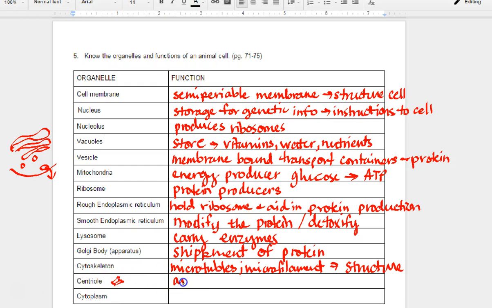But they are going to aid in cell division. When we're talking about the cell reproducing and the cells coming from existing cells, these centrioles are responsible for that. So they move to opposite sides of the cell, they pull on the microtubules, microfilaments, and they actually split the cell into two during cell division. And cytoplasm is the jelly-like substance that holds organelles, kind of is the inside of the cell.